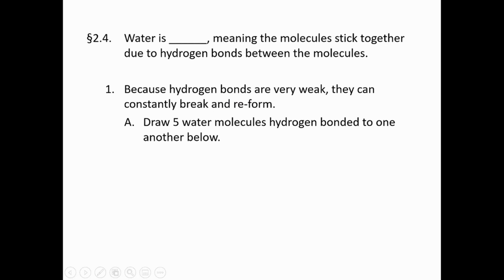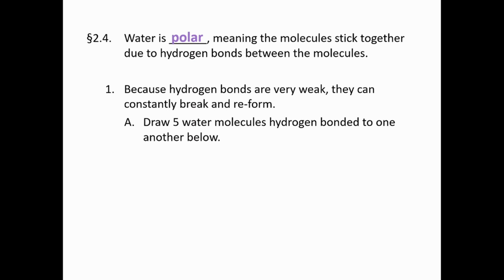So let's get into our last bit, which is polarity and water. So water is polar, right? Meaning that each individual water molecule is going to stick to other water molecules because of these hydrogen bonds. Again, we're not creating some massive new molecule. Each molecule is still water, but they have a weak attraction, and that weak attraction actually does add up.